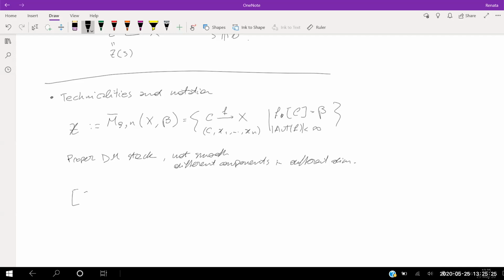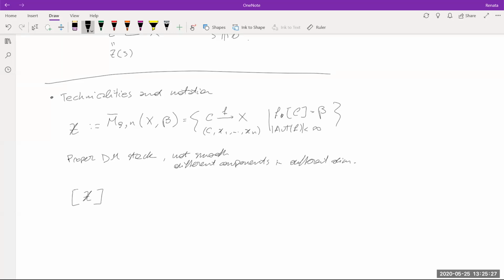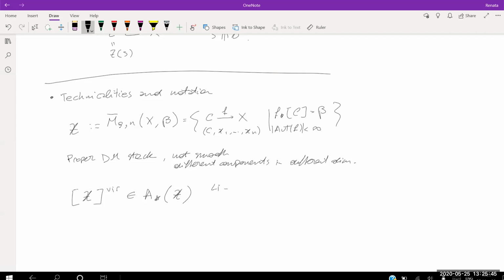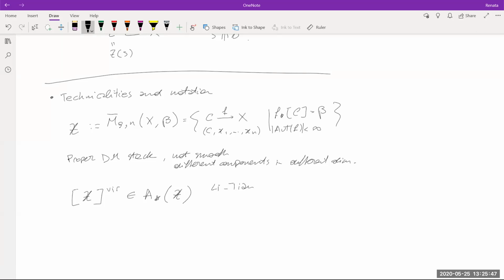So one of the main tools of this is the virtual fundamental class. Which is a class in the expected dimension of this moduli space, and has been introduced and constructed by Li and Tian and Behrend and Fantechi.